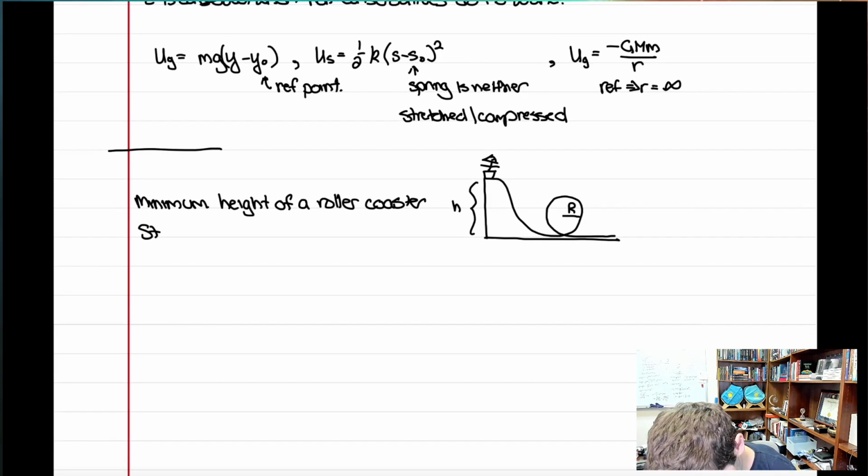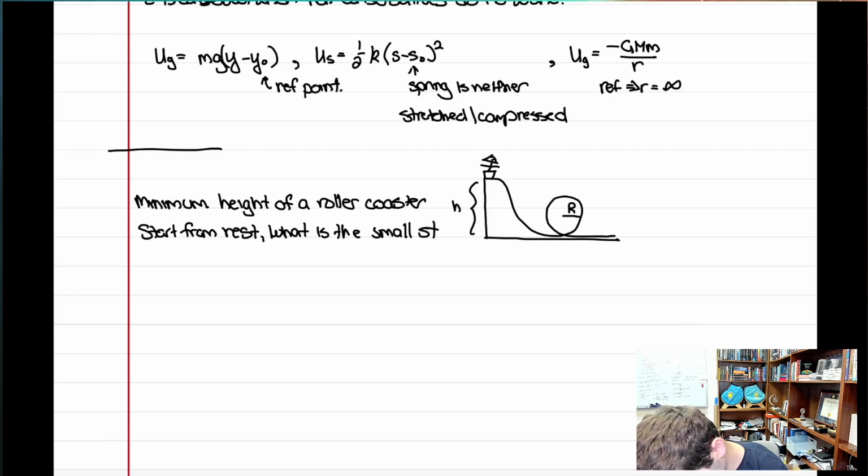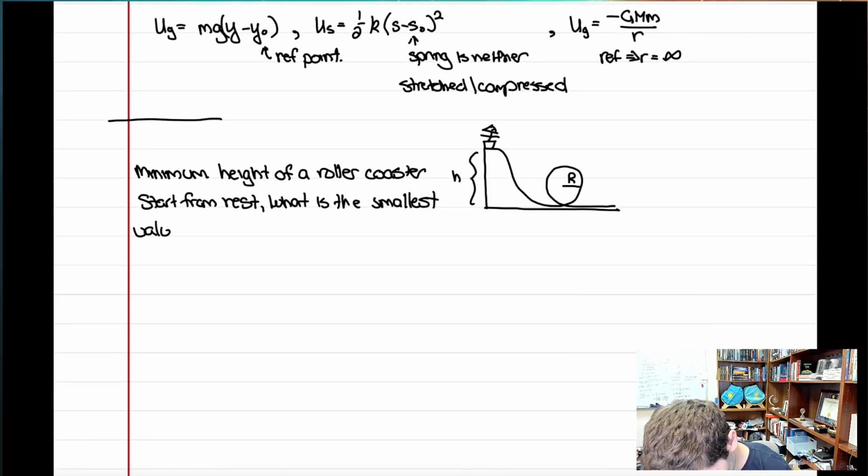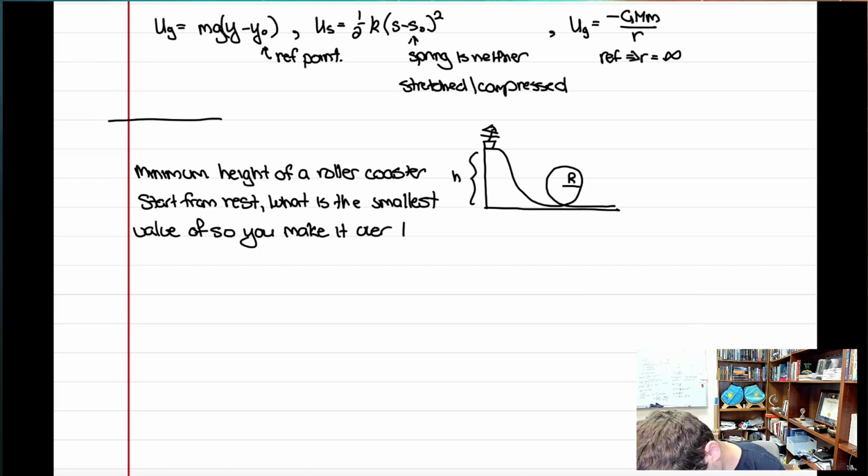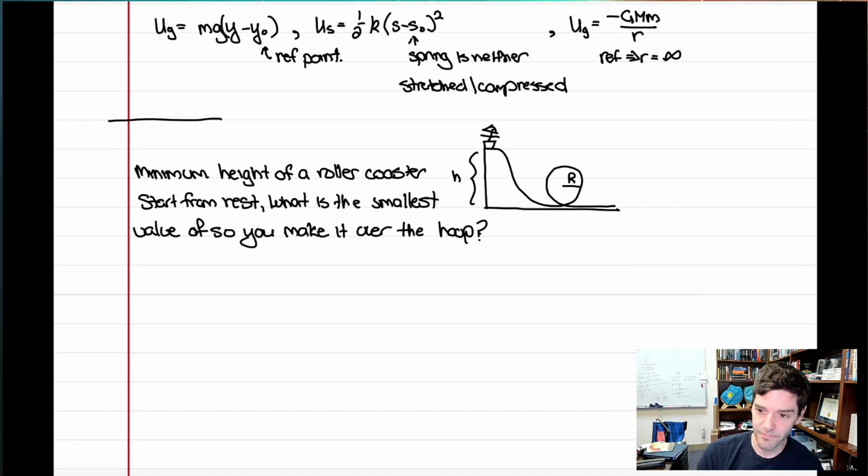And if you start from rest, or you're just kind of given a very gentle nudge over the edge, what is the smallest value of h such that you make it over the hoop? This vertical hoop. And let's take the roller coaster to be frictionless, and that the hoop is a perfect circle.